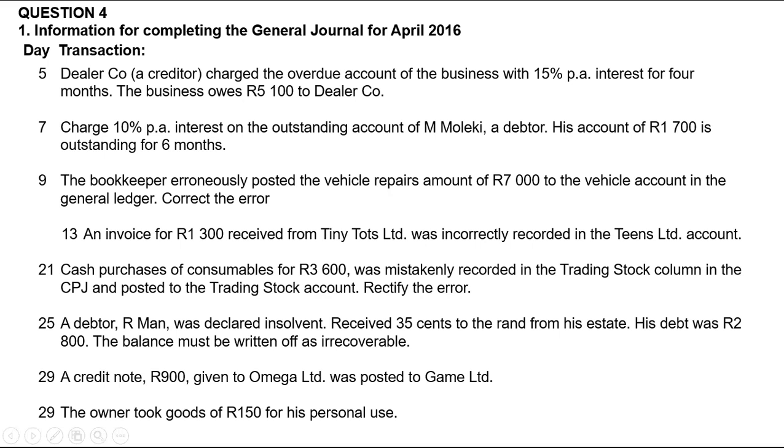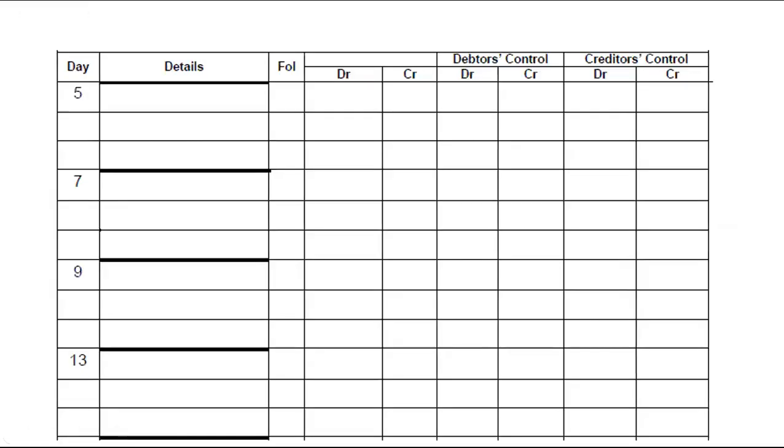That means you will debit interest expense and then credit De La Cour. Because De La Cour is also a creditor, you will credit creditor's control. Let's move on.